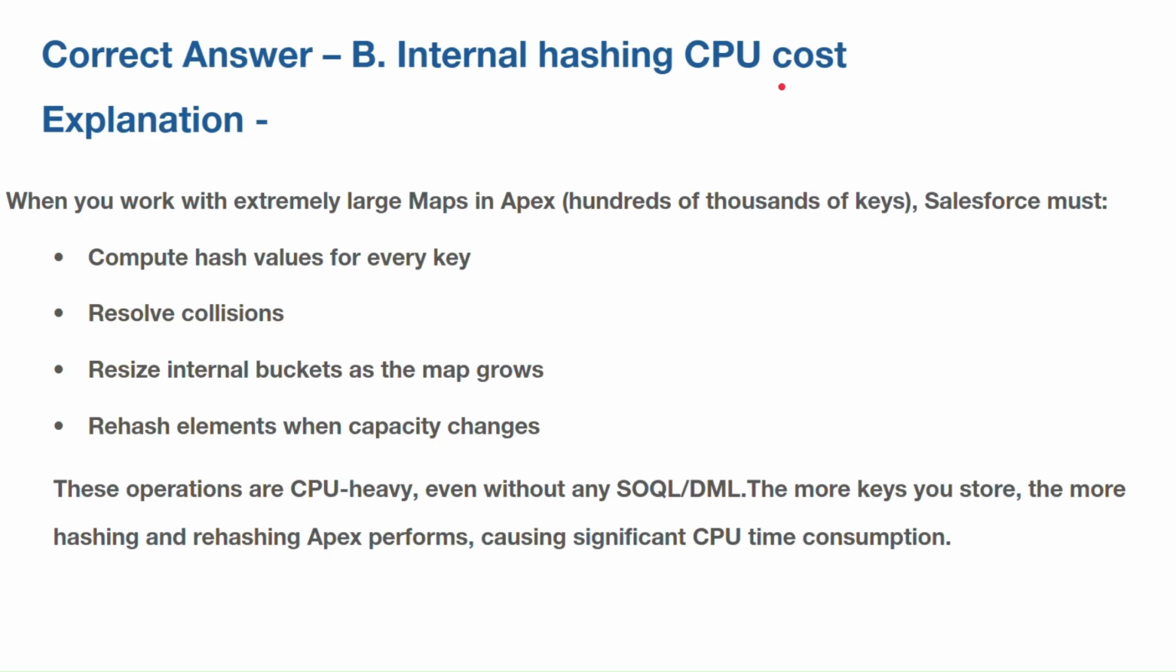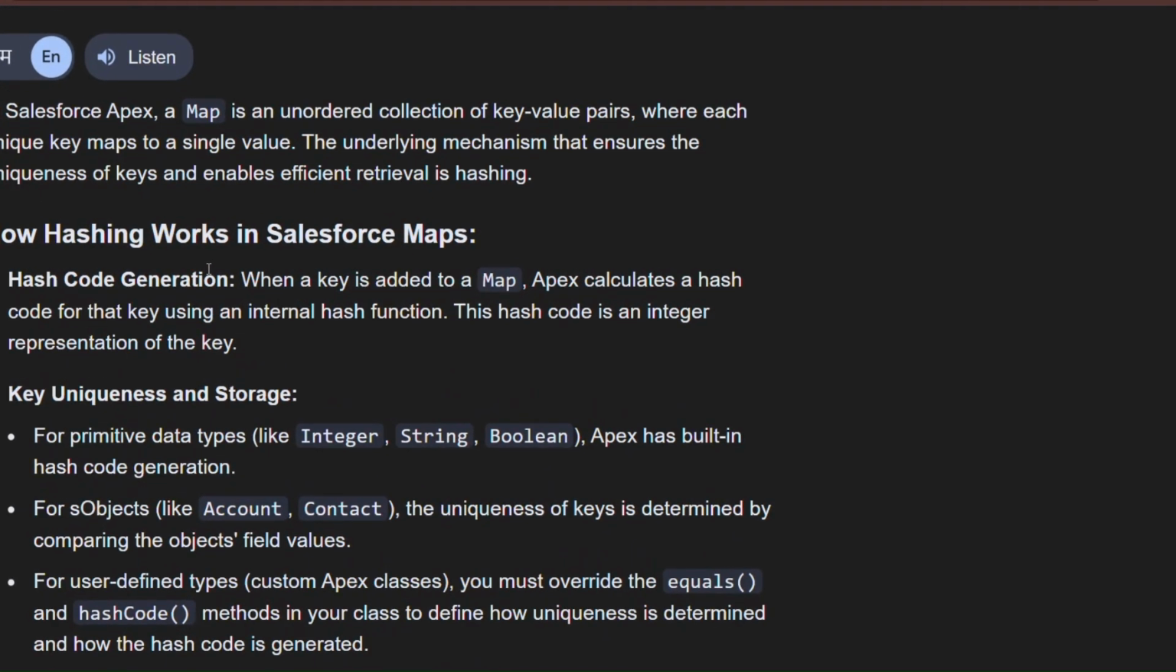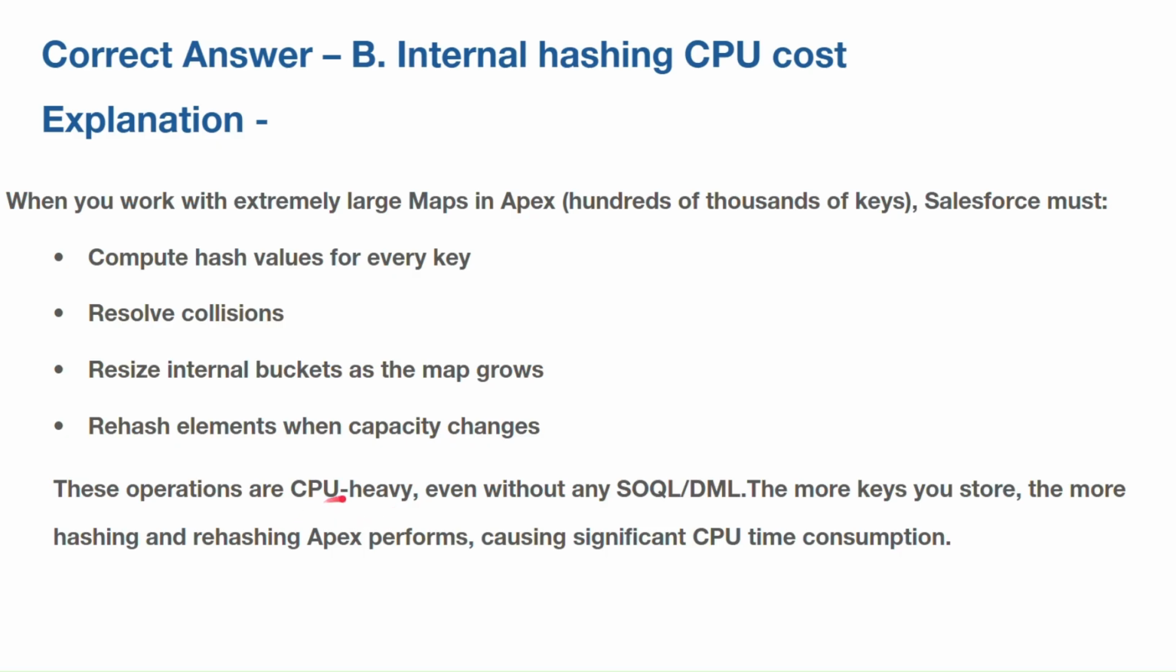Now let's understand this concept. When you work with extremely large maps, Salesforce does hashing. For those who don't know what hashing in a map is, basically when a key is added to a map, Apex calculates a hash code for that key. This calculation and then resolving collisions and everything is costing CPU time. So these are CPU heavy operations. Even if you are not doing any DML, the more keys you store, the more hashing and rehashing will happen, and that is going to cause significant CPU time consumption.